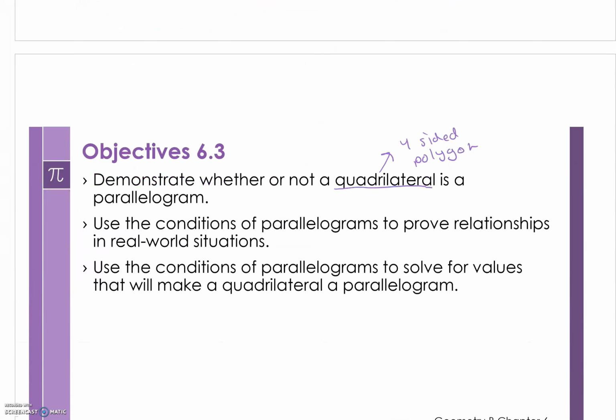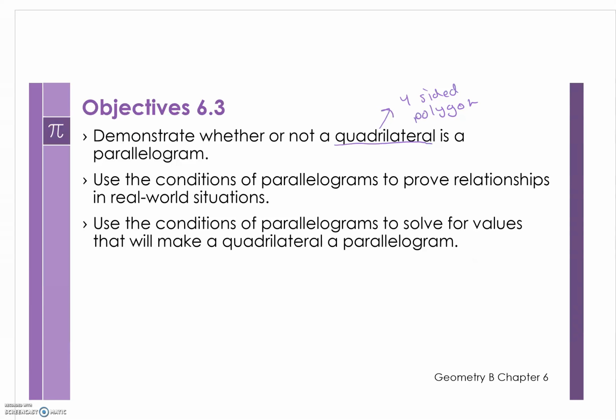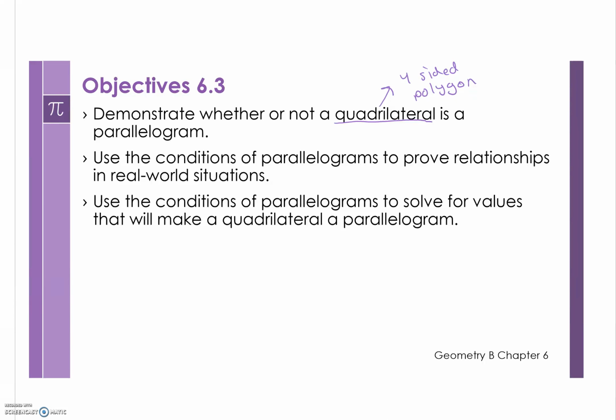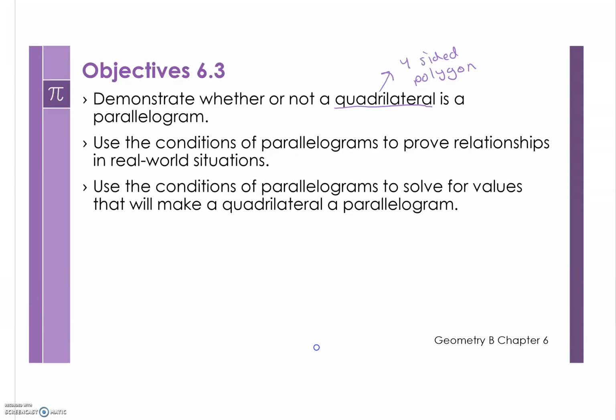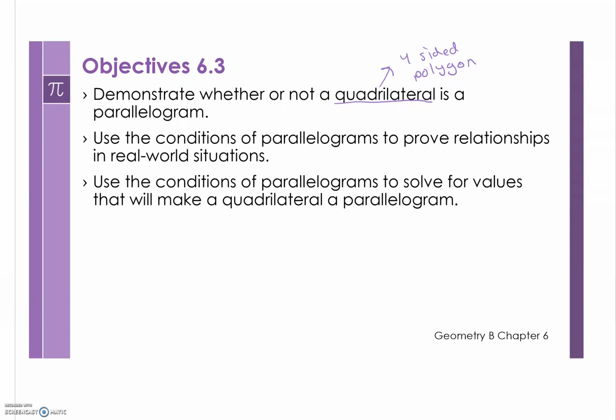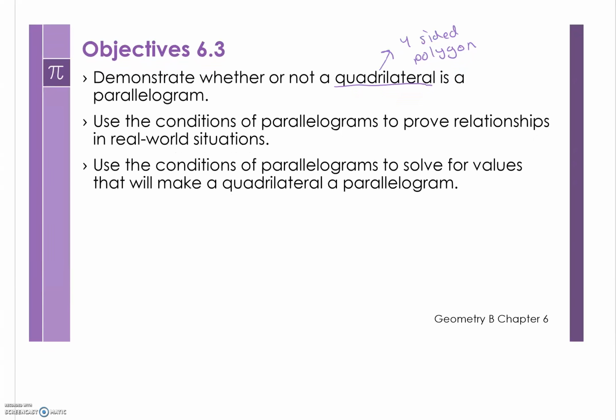And specifically, we're going to be talking about that parallelogram, which is a type of quadrilateral. Quadrilaterals, as we said, are four-sided polygons. We're going to demonstrate whether or not a quadrilateral is a polygon, use the conditions of parallelograms to prove relationships in real-world situations, and use the conditions of parallelograms to solve for the values that will make a quadrilateral a parallelogram. Throughout this video, I will be suggesting at times that you pause the video, try and answer on your own. If you don't pause the video, I'll be going immediately to the answer.